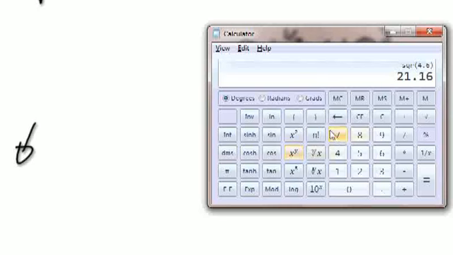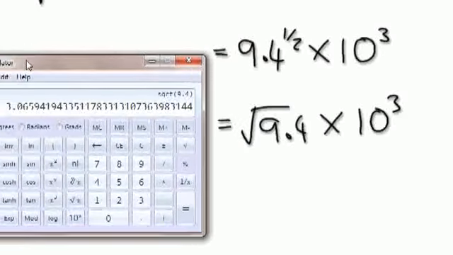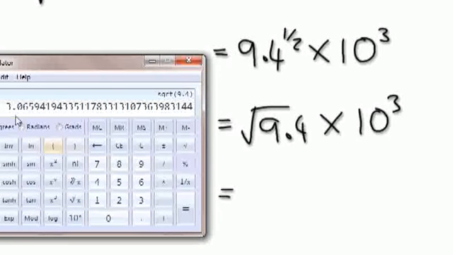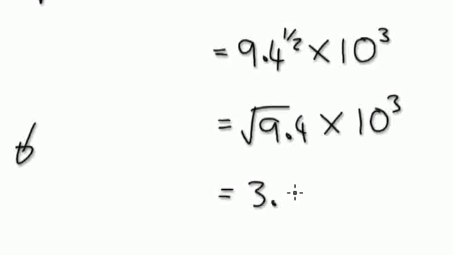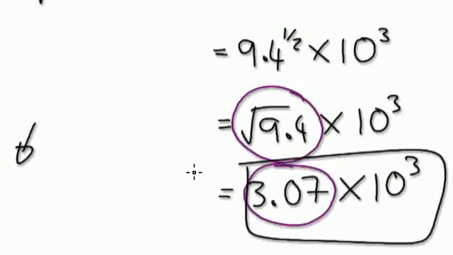Where's the calculator? Clear this. So it's 9.4, and then you just square root it. Where's the square root? Here. And then you get a massive long number. But the thing is, you are actually allowed to round it off as well. So let's round it off to two decimal places. So it'd be 3.07. So this number here is actually this number here. So your answer is 3.07 times 10 to the power of 3. Okay, so this is your final answer.